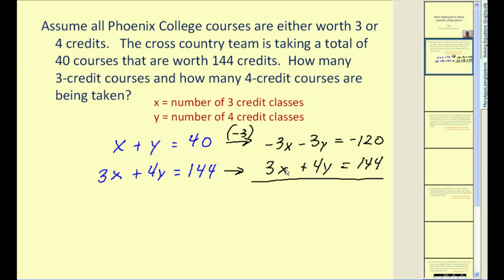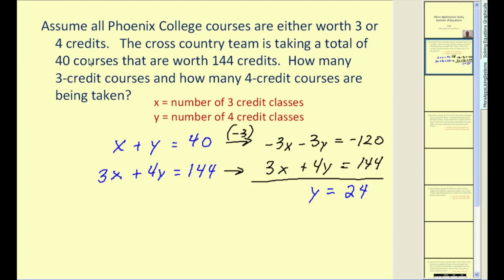And the reason we did this is now, since the x terms are opposites, these will add to 0. This will add to a y or a 1y. And this will add to 24. So y equals 24, therefore we know the team is taking 24 4-credit courses, but we have to perform substitution into one of these original equations in order to find x.